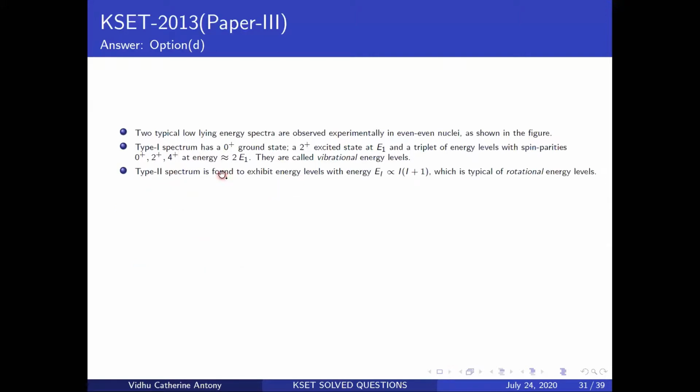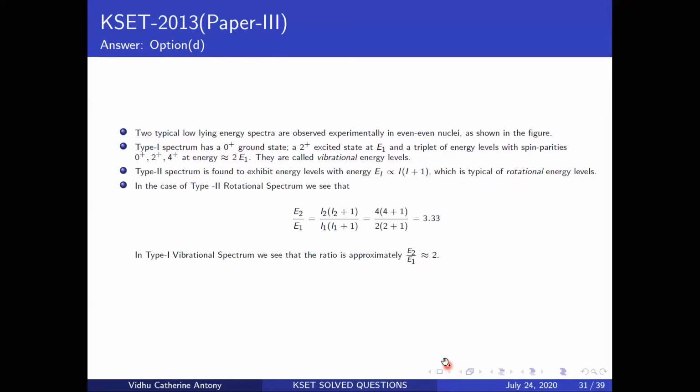The type 2 spectrum is found to exhibit energy levels with E1 proportional to I into I plus 1, where I is your angular momentum, which is typical of rotational energy levels. In the case of your type 2 rotational spectrum, we have E2 divided by E1, the ratio. There are a couple of questions from GATE on this sector. You have to find the energy E1, or the energy E2, or find the ratio of that.